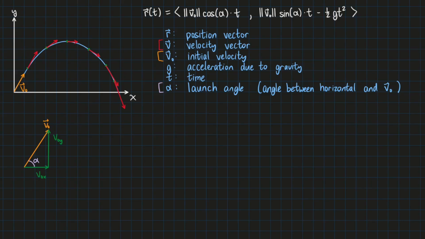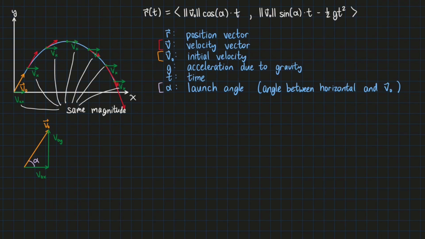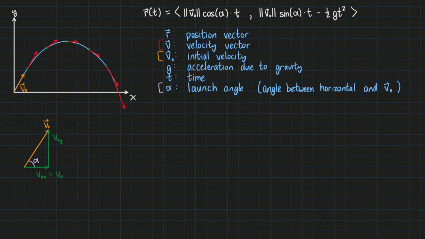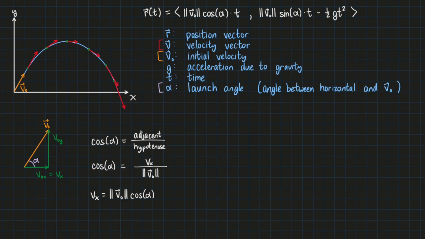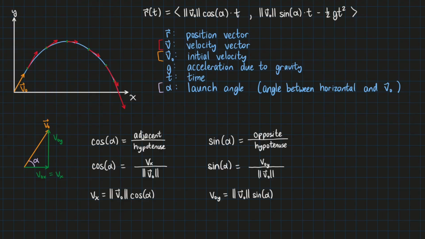Throughout ideal projectile motion, there is no horizontal acceleration, so there is no change in the horizontal component of the velocity throughout the trajectory. The initial horizontal velocity would be the same throughout, so v0x can be written as just vx. Using trigonometry, we can find that vx equals the magnitude of v0 times the cosine of alpha, and v0y equals the magnitude of v0 times the sine of alpha.